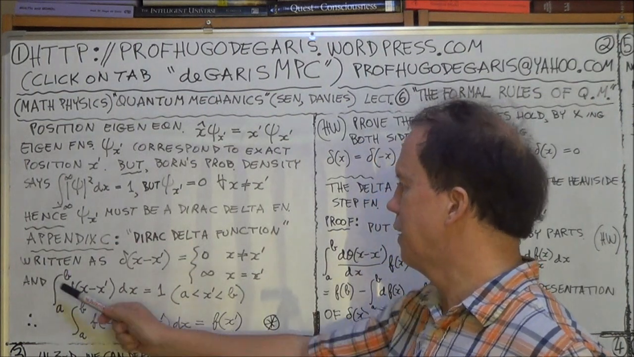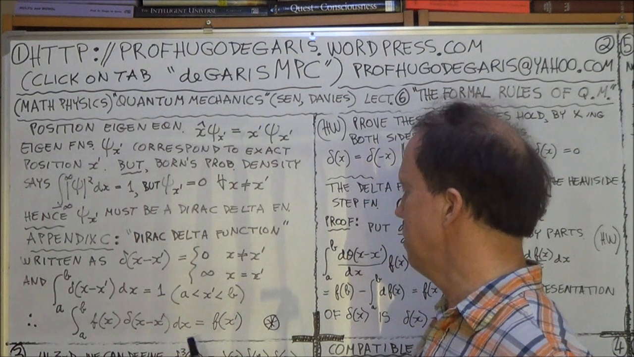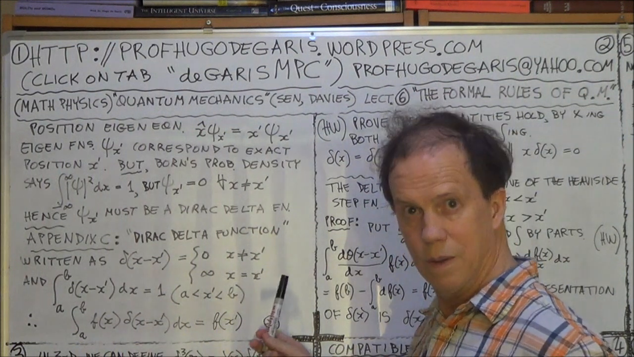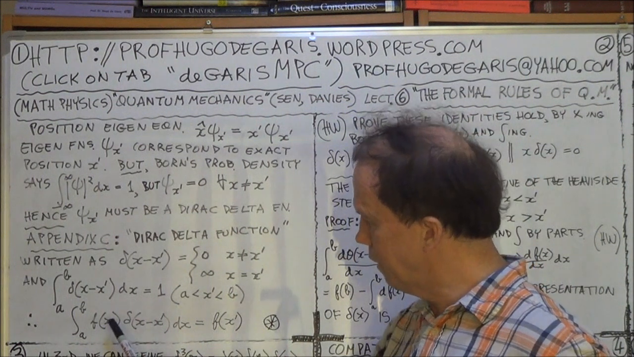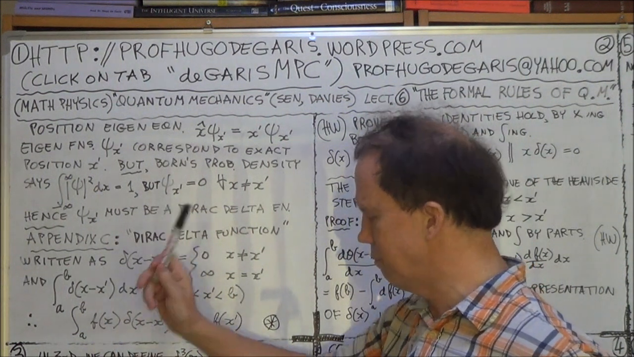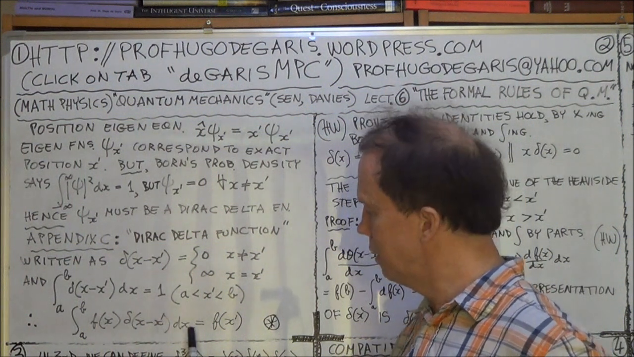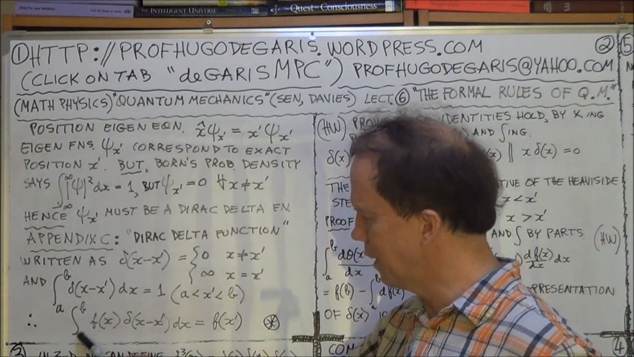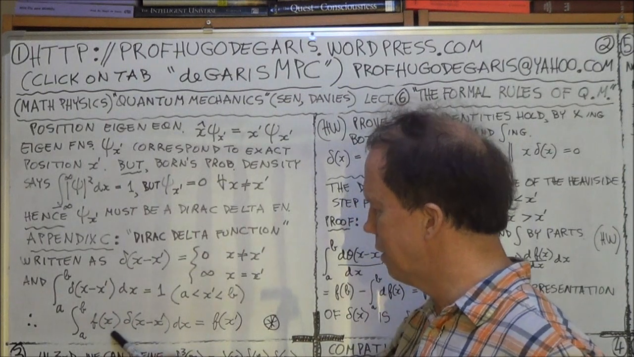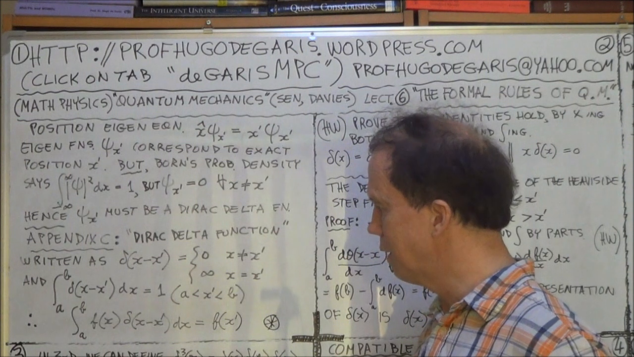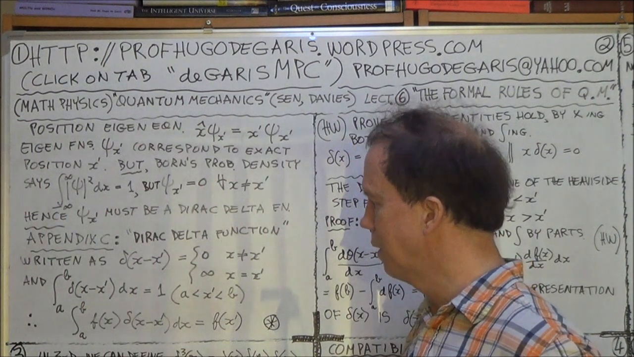All right. Now, given that, can you see the following? Does this make sense to you? If you integrate some arbitrary function f times the delta function dx, over limits a, b, can you see that this will just be f of x dashed? Does that seem intuitively obvious to you?